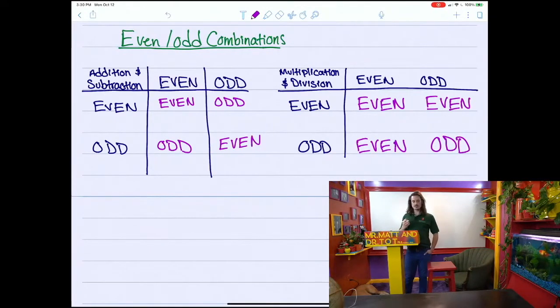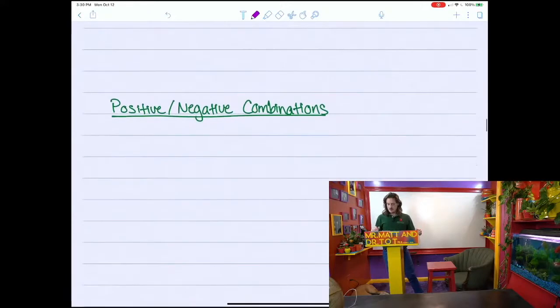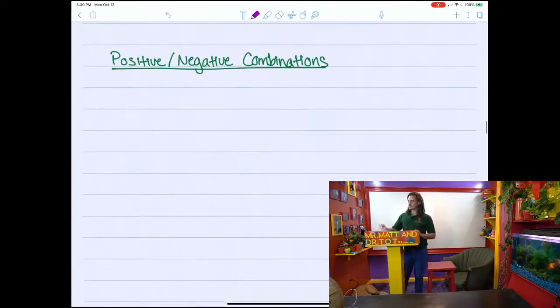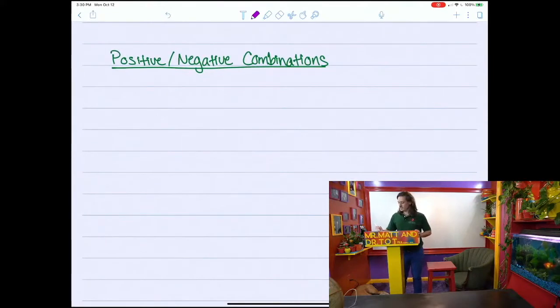If you have any questions about that, just let me know in the chat function or in the comments below. If not, let's go ahead and look at some problems. Oh, I will remark on the positive negative combinations. Let me just remark quickly.